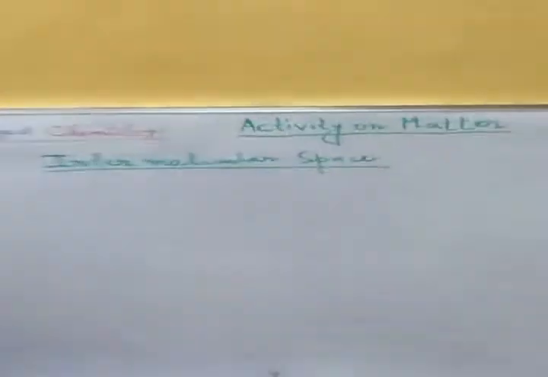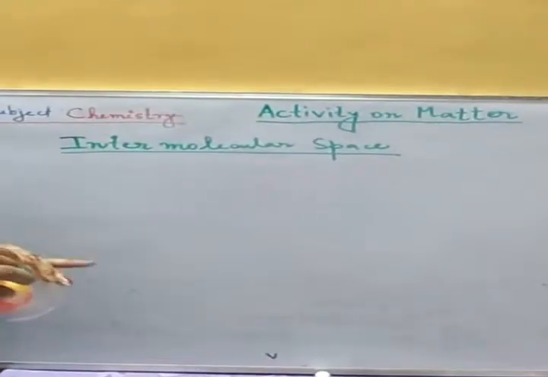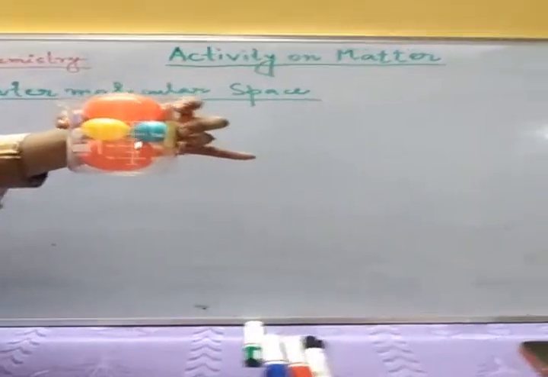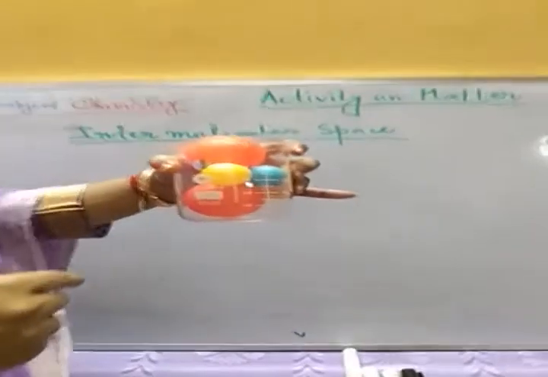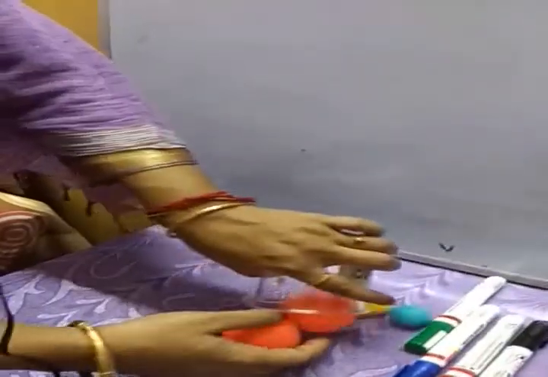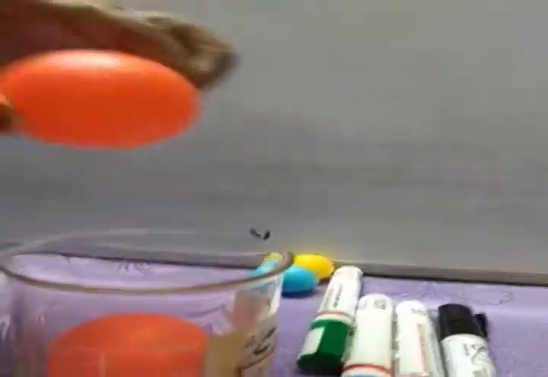So for this we need some, see, these are different colored balls and different sized balls. Okay, so this we are going to take. Here you can see this is an empty beaker. So in this beaker we are going to fill these balls. Suppose these are particles or atoms. Okay, so this we are going to fill.